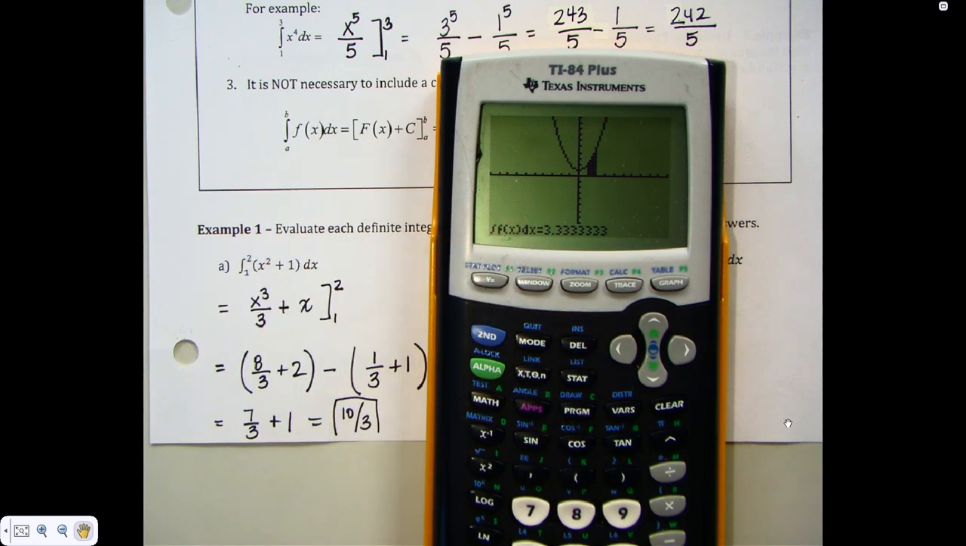Cool trick. This is the last answer that you computed. If you went to math and then pressed enter for the fraction, it'll actually take and compute it to that nice exact fraction for you. So you can check your work that way.